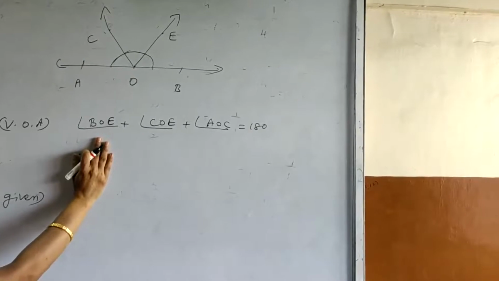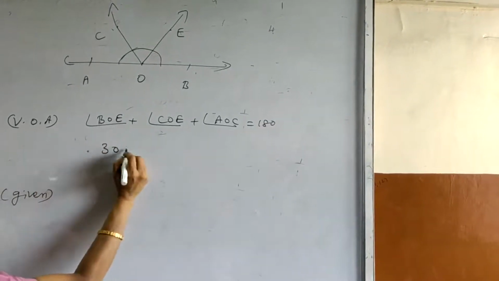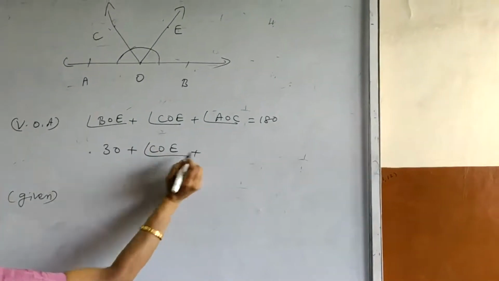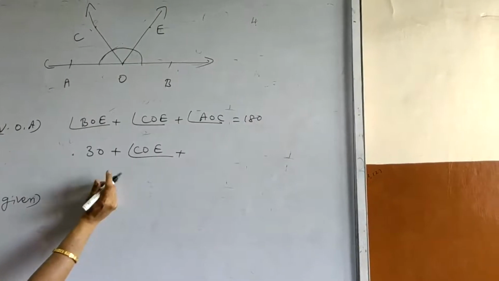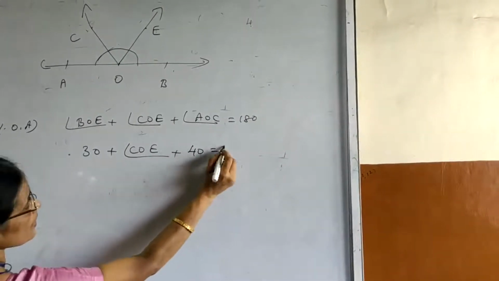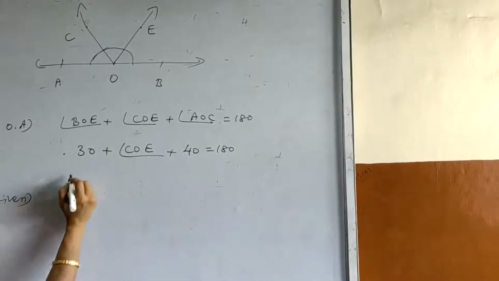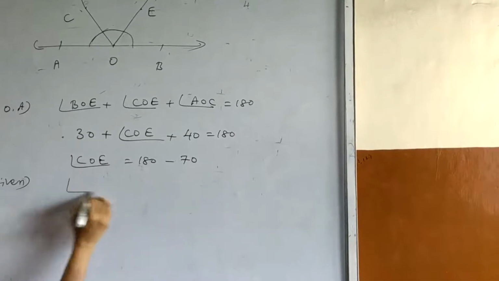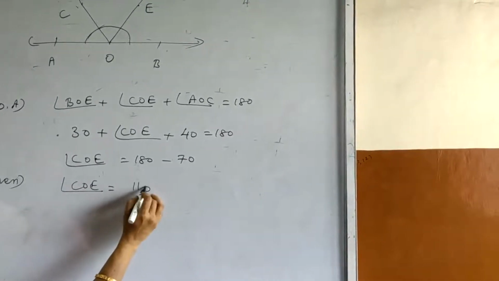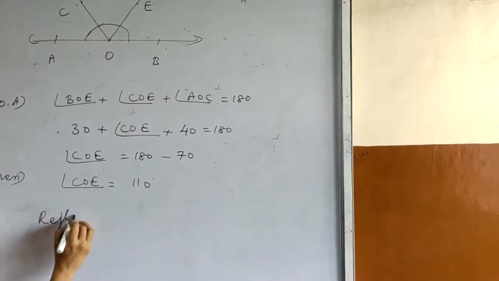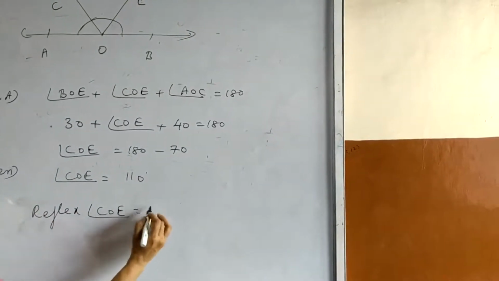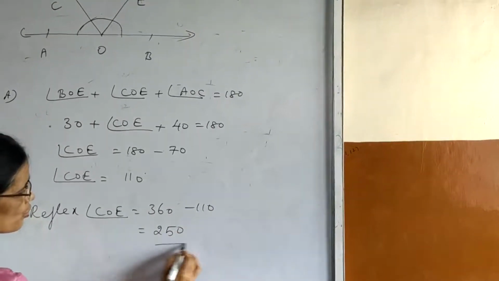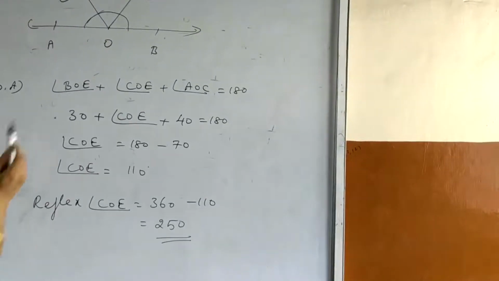BOE is 30. Just now we have calculated. COE we are going to calculate. And AOC is 40, which is equal to what? Equal to 180. Therefore, angle COE is 180 minus 70. Angle COE is 110. Now we have to find out reflex angle COE. So directly subtracting from 360, we will get the reflex, which is equal to what? Equal to 250.